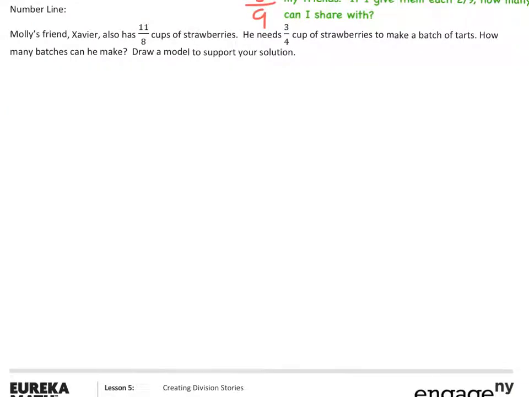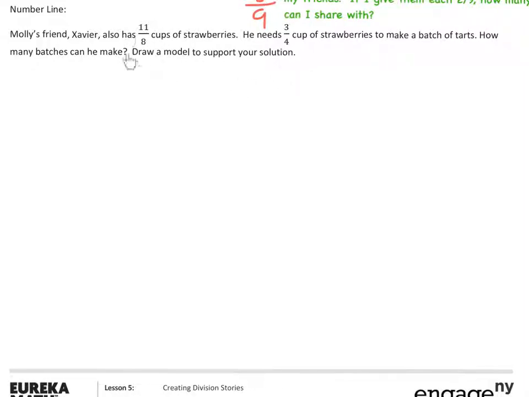So, for the sake of fun, let's see what a number line would do for us. Molly's friend Xavier also has 11/8 cups of strawberries. He needs 3/4 cup of strawberries to make a batch of tarts. How many batches can he make? Draw a model to support your solution.